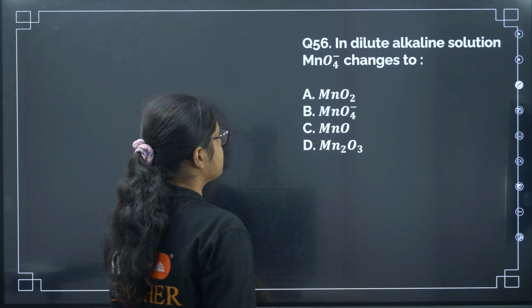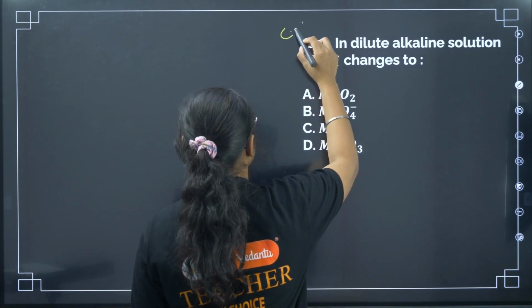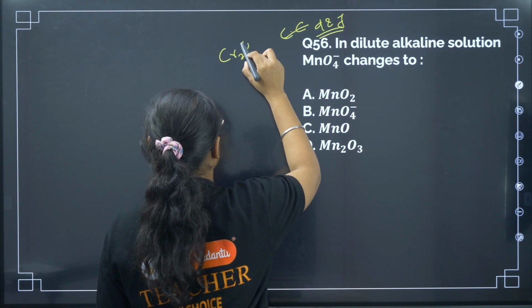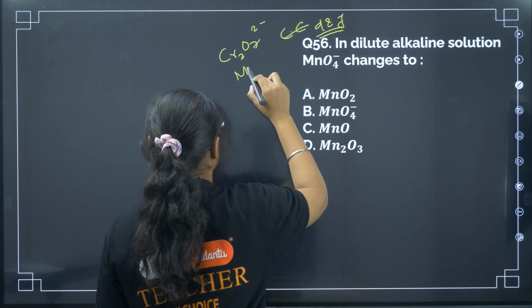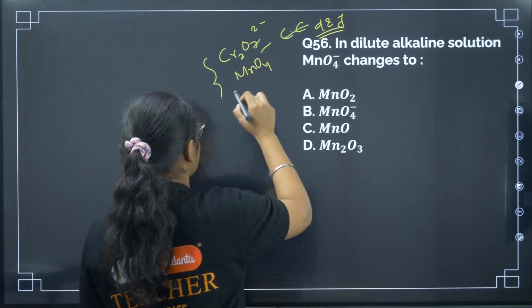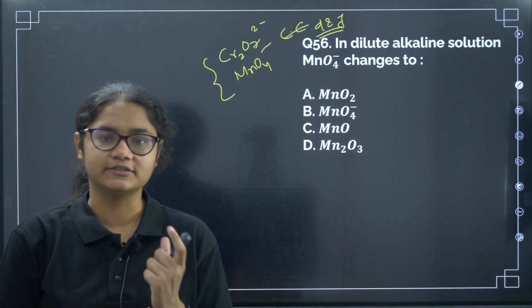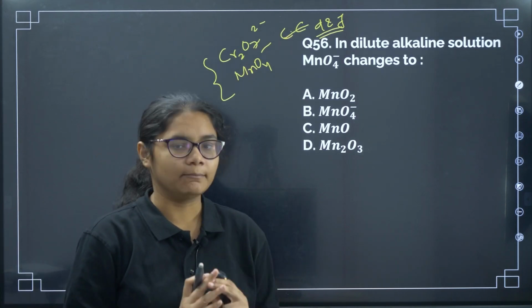Next, question number 56. This is again from your coordination, d and f block, where you have to prepare properly Cr2O7 2 minus and MnO4 minus. These two are important compounds. Their reactions, their oxidizing properties, their methods of preparation, structure. Please prepare. These two are important.